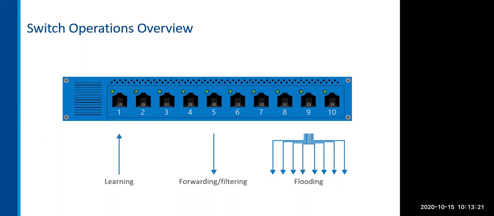And flooding is basically when the switch does not know where the destination lives. In other words, the switch has not learned the MAC address of a particular device that someone has tried to send data to. So it says, okay, I don't know, so guess what I'm going to do?